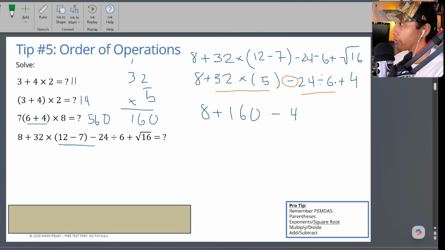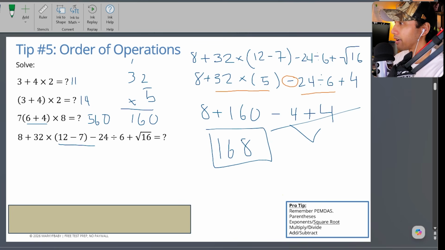Okay, or 4. 24 divided by 6 is 4, but in our case, it's negative 4. And then we go plus 4, okay? Then we could just do addition and subtraction. Well, here, negative 4 plus 4, we could just eliminate that, cross that out right there. And then what is 8 plus 160? That's 168. And perfect. We have our equation, or we have the solution.